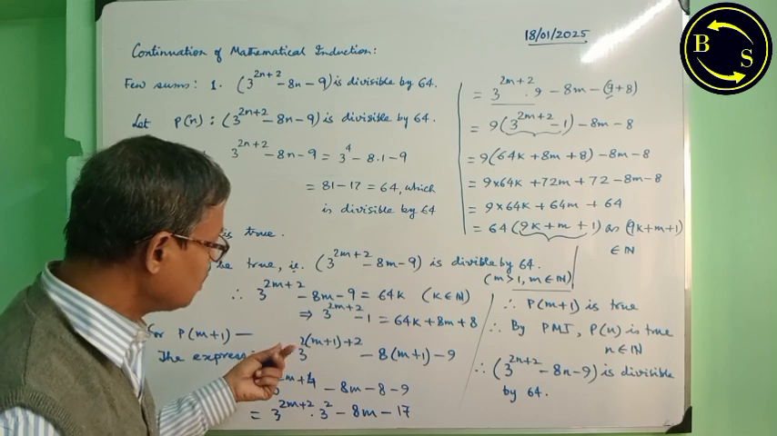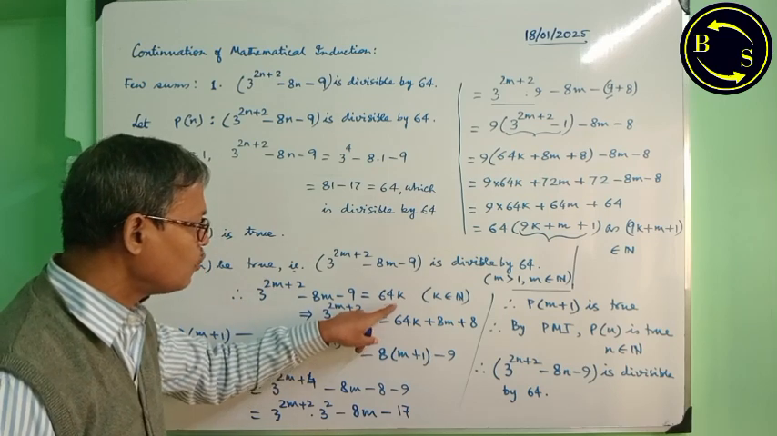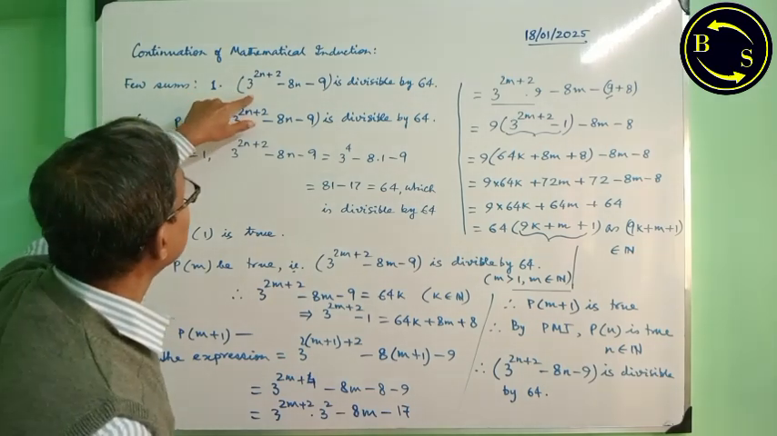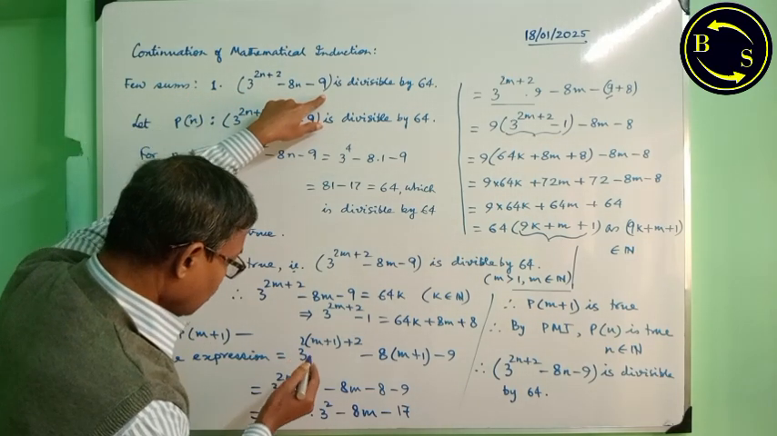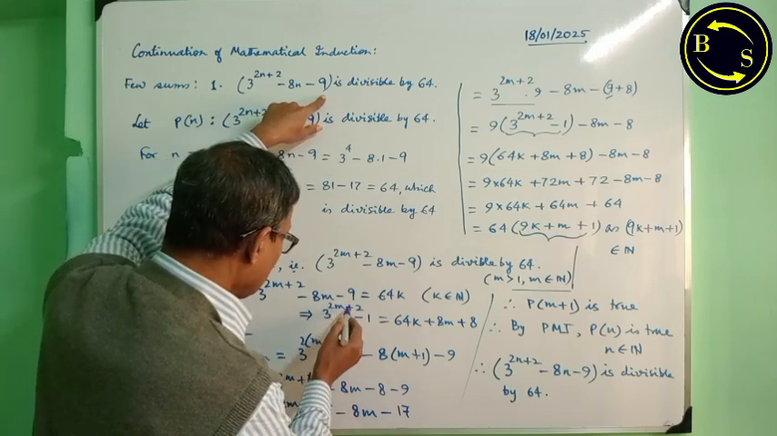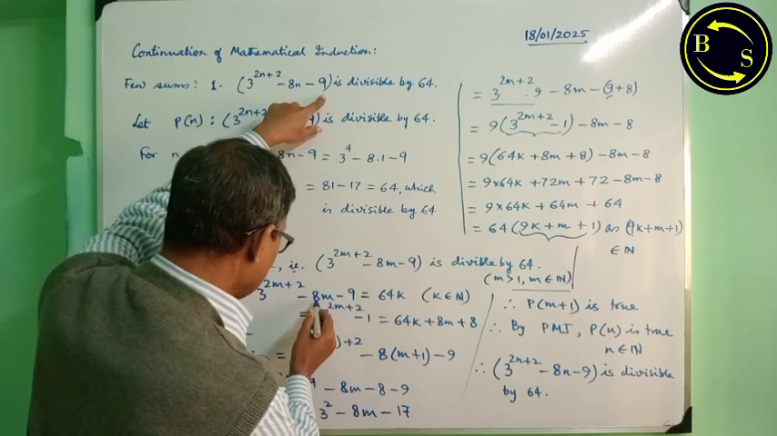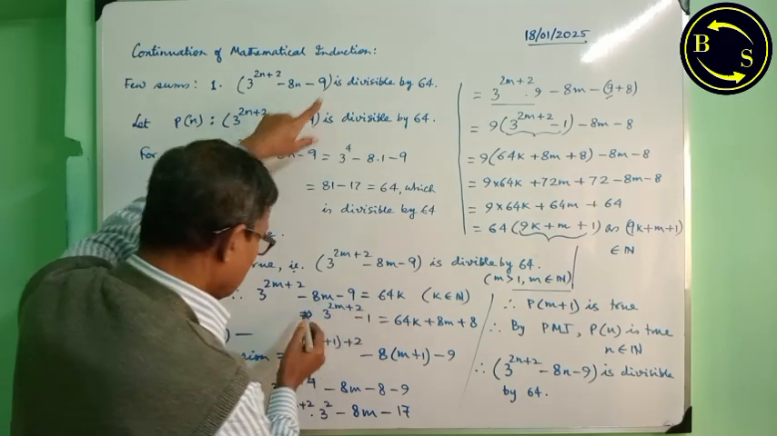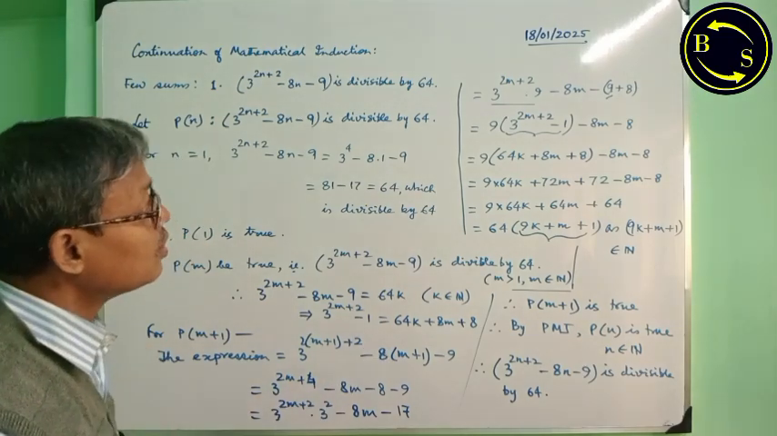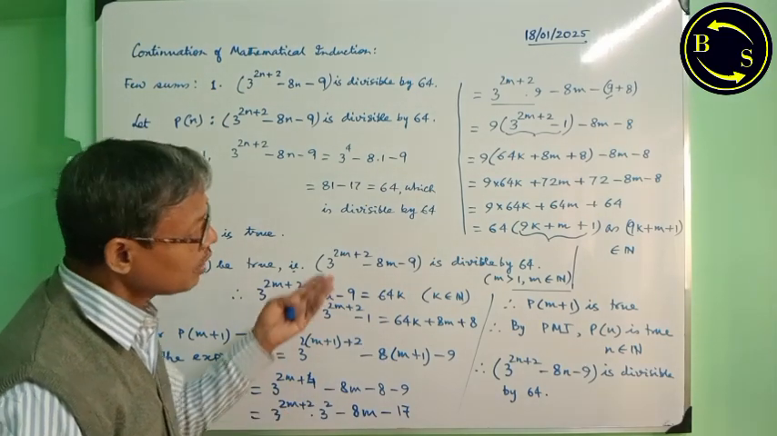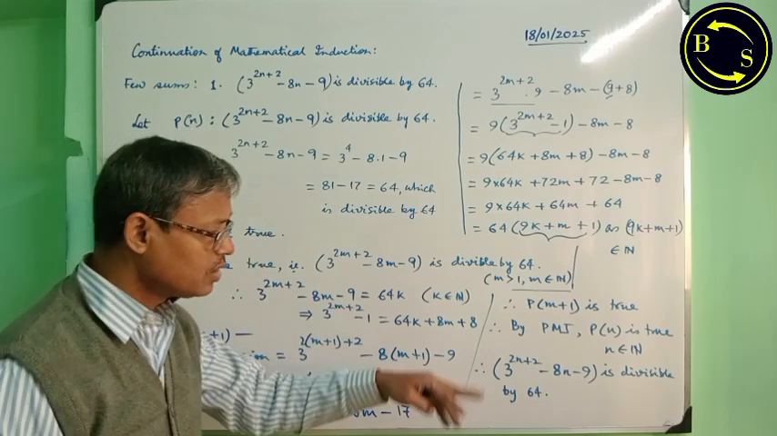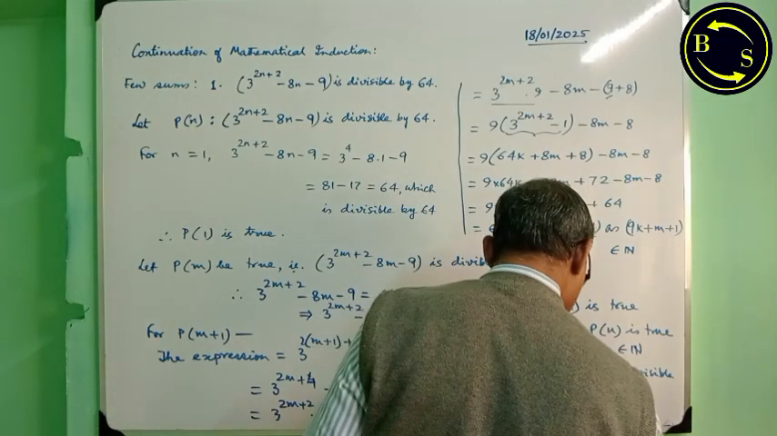One thing to mention, I have taken here 64k, and keeping in mind this one is divisible, we can also write 3 to the power 2n plus 2 minus 8n minus 9. We can keep these two also on the left side. Following that, we also arrive at the same result. Therefore, finally, this is divisible by 64.